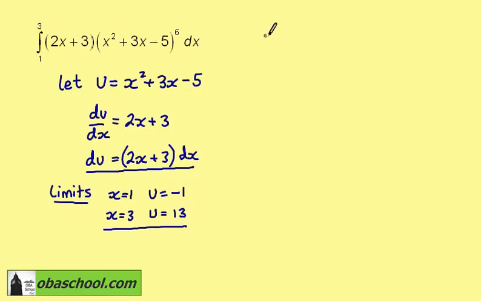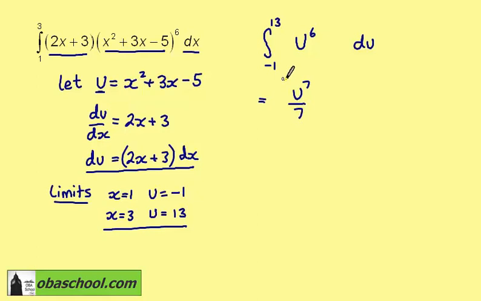So now we can rewrite the integral. We'll change the limits into u limits, so minus 1 to 13. The 2x plus 3 and the dx we replace by du, and the x squared plus 3x minus 5 gets replaced by u, so we integrate u to the power 6. This gives us u to the 7 over 7 between minus 1 and 13.